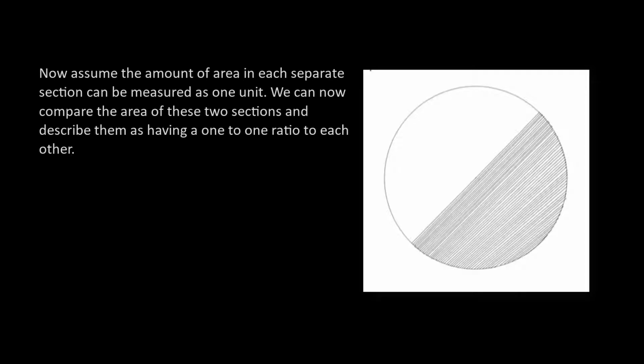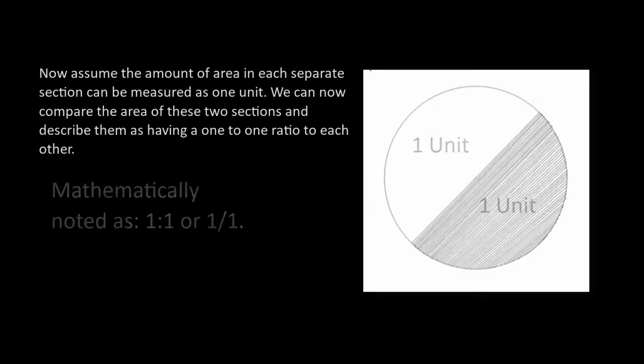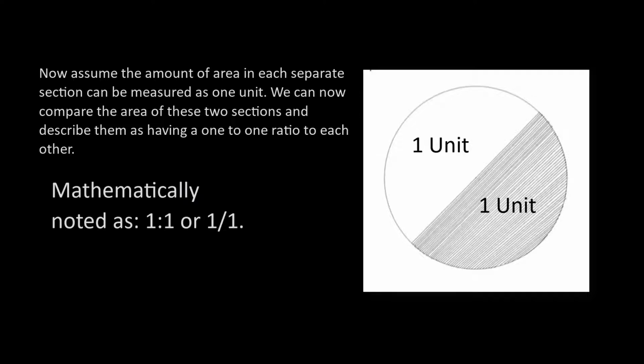Now assume the amount of area in each separate section can be measured as 1 unit. We can now compare the area of these two sections and describe them as having a 1-to-1 ratio to each other, mathematically noted as 1-to-1 or 1/1. A ratio can be expressed several ways depending on what is being compared.